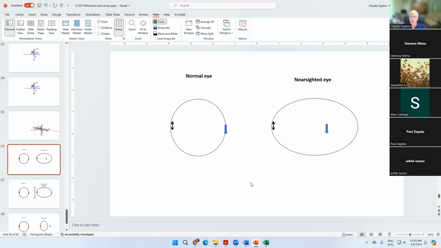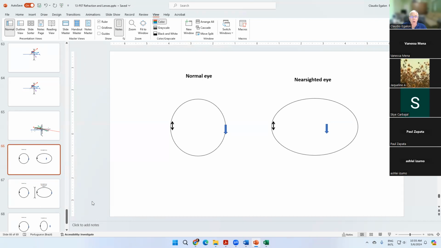And how do we correct a nearsighted eye? A way to correct the nearsighted eye is to make the focal distance of the overall image longer, right? We want to get the light rays to be focused at the retina. So consequently, we have to make the overall focal distance of the eyeball longer.